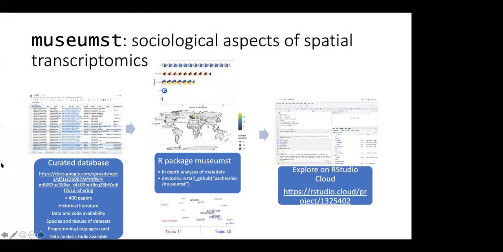First, there's the curated database of the literature in spatial transcriptomics, and it's publicly available on Google Sheets. So far, there are over 400 papers in this database, and it includes some historical literature to show the historical context from which this field emerged. It also shows the data and code availability, species, and tissue of data sets, and programming languages used to perform the downstream analyses and to build the data analysis tools. And there's a sheet in this database dedicated just to data analysis tools.